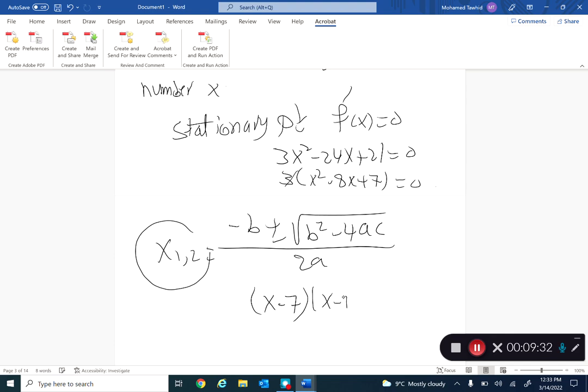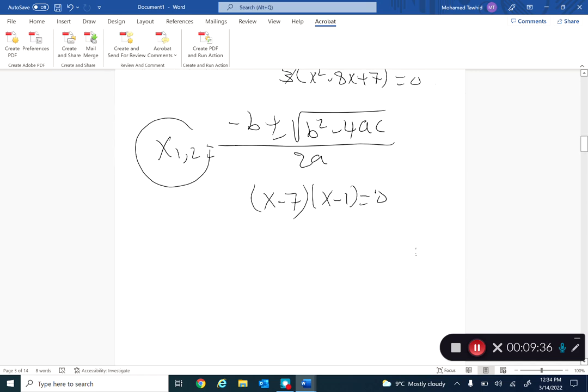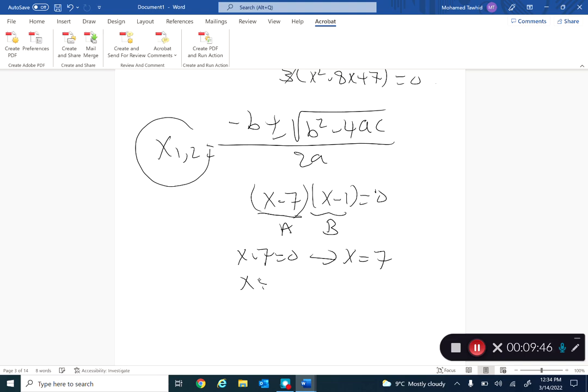So you have x minus 1 equals 0. Now you have to apply the zero product property, a multiplied by b equals 0. Then your x minus 7 equals 0. That gives you x equals 7. X minus 1 equals 0, then you have x equals 1. These are stationary points.